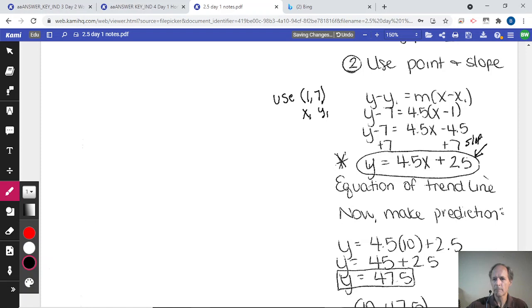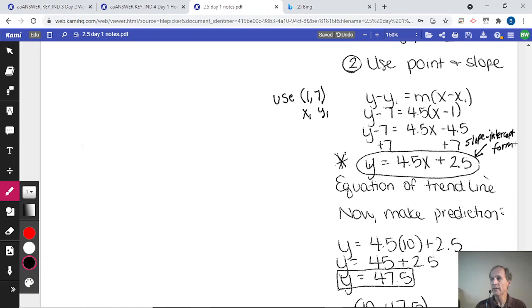Slope-intercept form. Okay, and that's essentially solving for y. Distribute, then add 7 to both sides, and you've got it. So now that is the equation of the trend line. All we needed was 2 points. We used those 2 points to find the slope, which was 4.5. Then we used one of those points to plug into this point-slope form, then converted it to slope-intercept form.